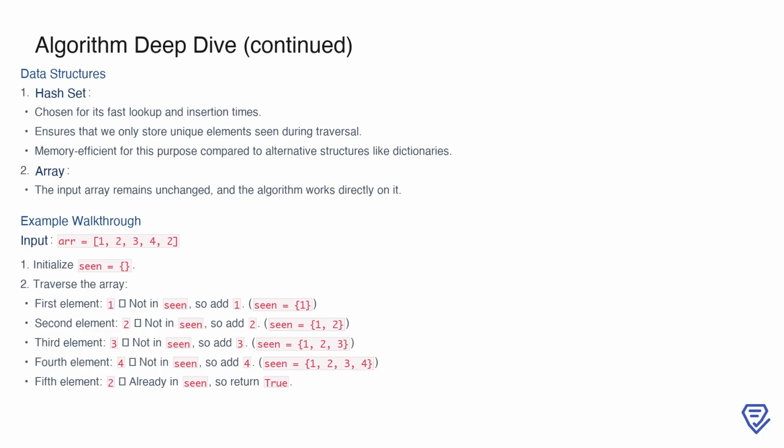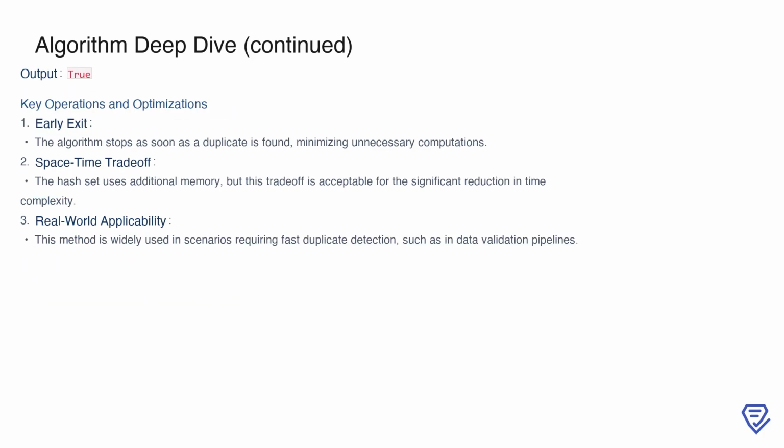Next is 2, which also isn't in the set, so we add it as well. Then we process 3 and 4 in the same way, adding them to the set. When we reach the second occurrence of 2, we find it already exists in the set, signaling a duplicate. At this point, the algorithm returns true, demonstrating its early exit feature and efficiency. The result of the example is true, as we identified a duplicate in the array.